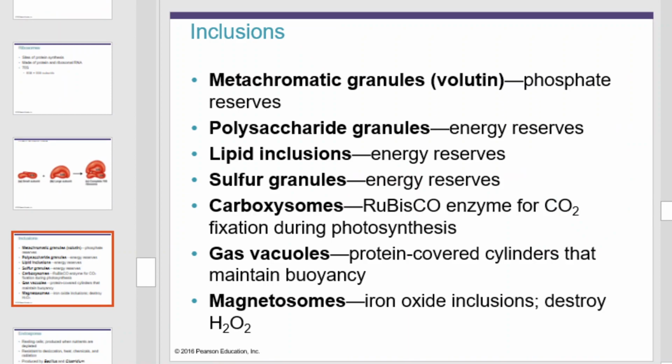Prokaryotes have a variety of other inclusions, named here: metachromatic granules or volutin, which creates phosphate reserves for the cell; polysaccharide granules, which are energy reserves; lipid inclusions; sulfur granules, which are also energy reserves; carboxysomes, which house rubisco enzymes for carbon dioxide fixation during photosynthesis; gas vacuoles, which are protein-covered cylinders that maintain buoyancy; and magnetosomes, which contain iron oxide inclusions to destroy hydrogen peroxide, which is a natural byproduct of cellular respiration.